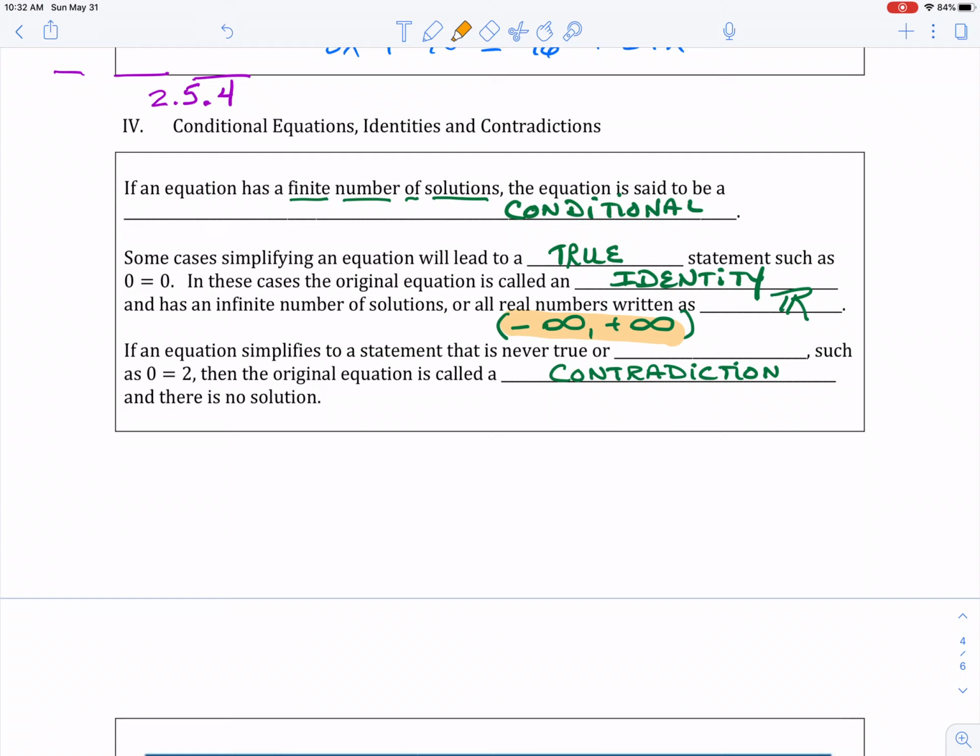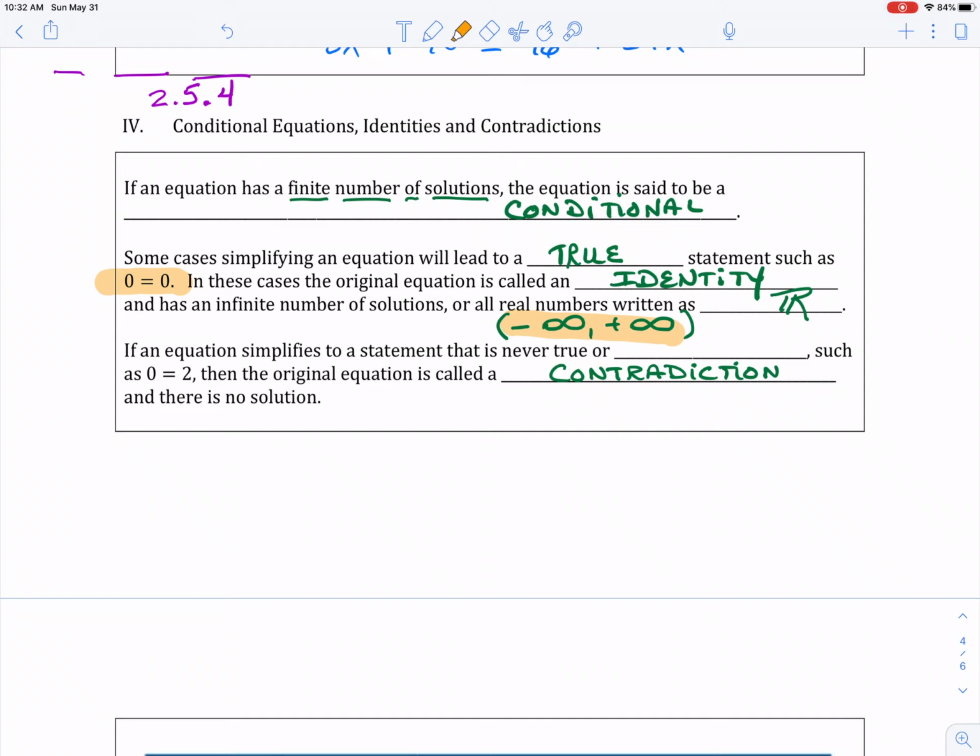But the way you're going to recognize it is when you're working the equation, you're going to come out with something that's true, but the variables are going to be gone. So you may end up with 5 equals 5, or negative 7 equals negative 7, or in this case 0 equals 0. When that happens, you know you have an identity.